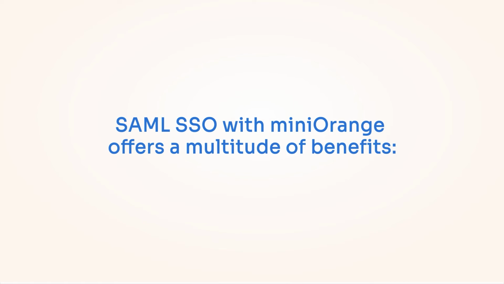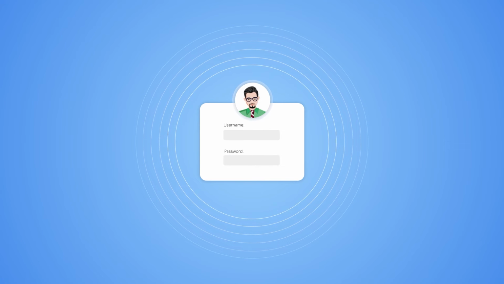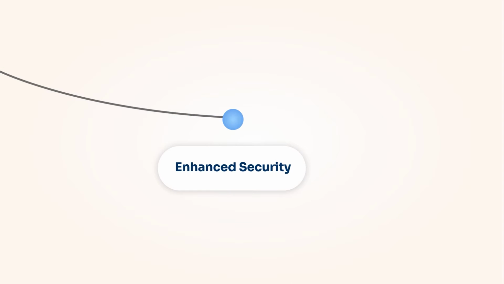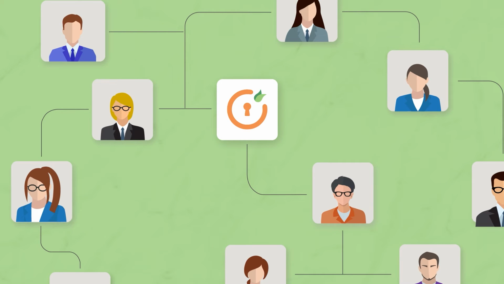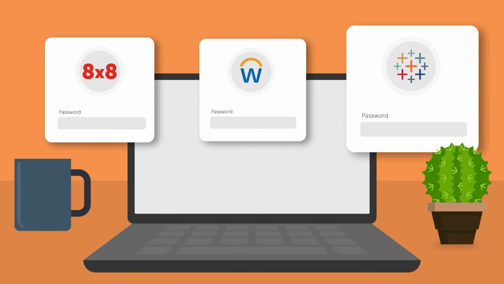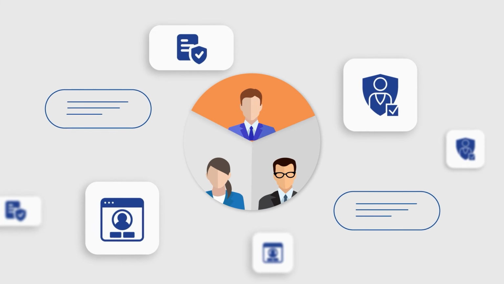SAML SSO with miniOrange offers a multitude of benefits. Enhanced security: user credentials are centralized and protected, reducing the risk of password-related breaches. Improved user experience: users enjoy seamless access to all applications with a single miniOrange login, enhancing productivity. Reduced password fatigue: say goodbye to the frustration of remembering multiple passwords. Simplified administration: streamlined user management and access control.